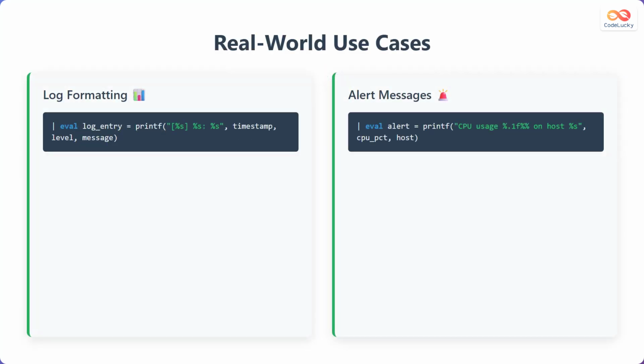Printf shines in real-world scenarios. For log formatting, you can create structured log entries that combine timestamp, log level, and message into a consistent format. This makes logs easier to read and analyze. For alert messages, printf helps create clear, informative alerts that include specific metrics like CPU usage percentages, along with the affected host name. These formatted messages are much more actionable than raw field values.